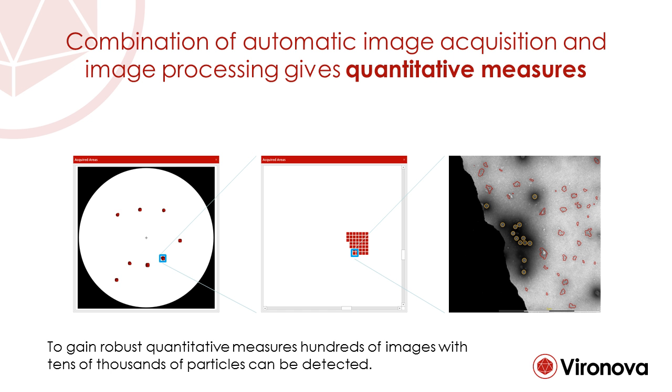So this illustration shows you the overview of a grid to the left. The center image shows you a location where we have acquired an array of images, and to the right an example of one detected or analyzed image where we have found, in this case, adenoviruses. So the yellow ones are adenoviruses, and we have estimated the amount of background debris with the red objects. And we do this on hundreds of images and detect tens of thousands of particles, and then we can get robust quantitative measures.